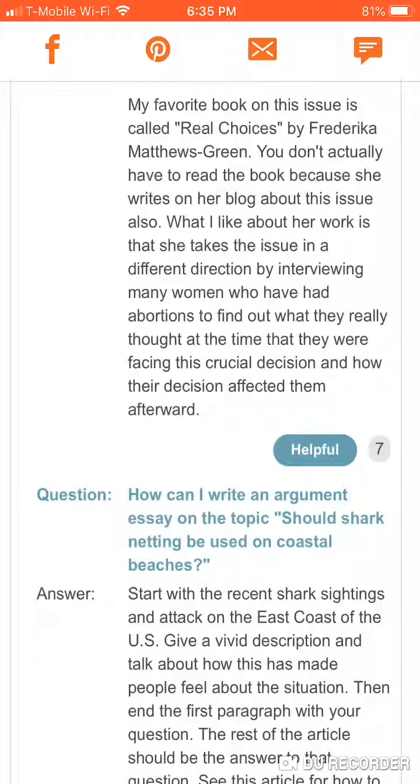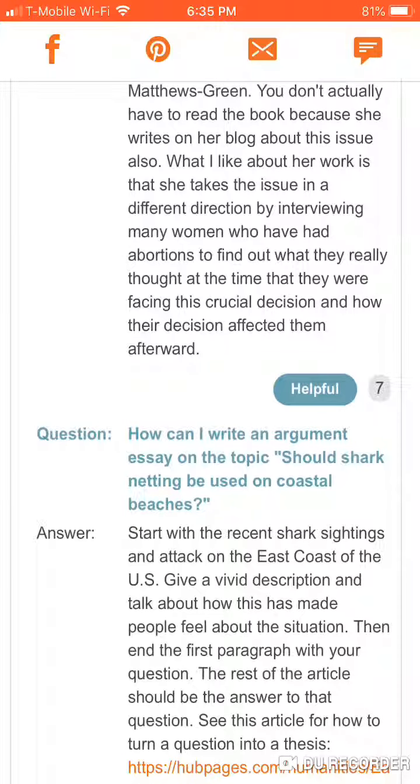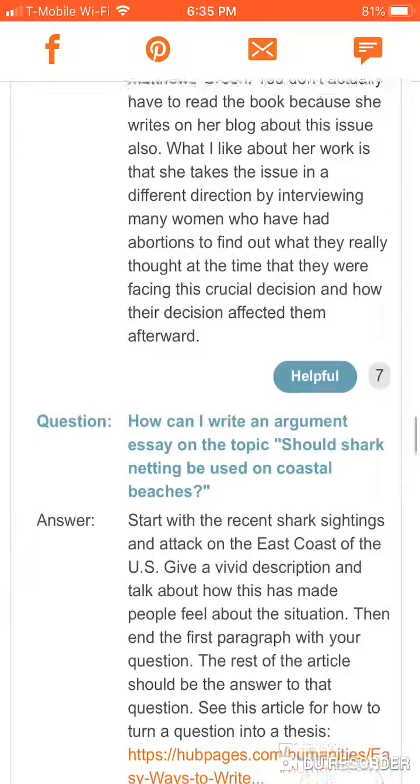Okay, now another question. How can you write an argumentative essay on the topic: should shark netting be used on coastal beaches? And the answer is, start with the recent shark sightings and attacks on the east coast of the US. Give a vivid description and talk about how this has made people feel about the situation. Make that the first paragraph of your essay, and the rest of the article should be the answer to that question. See this article for how to turn the question into a thesis.